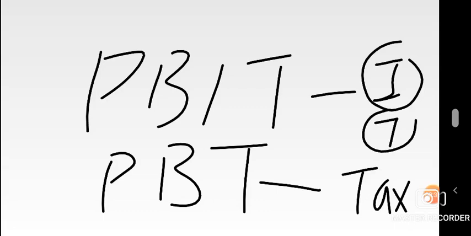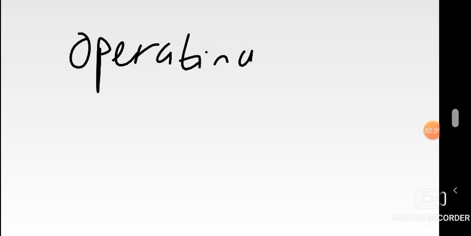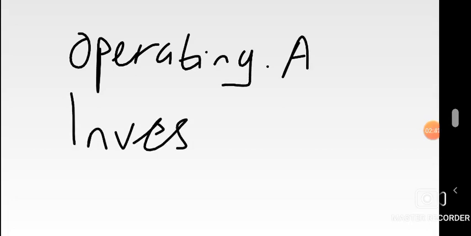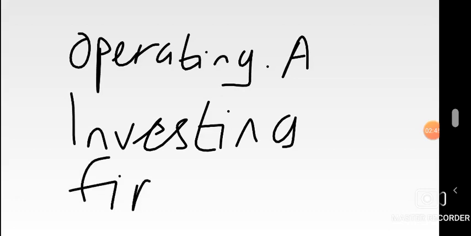And that's what we'll do as we answer this question. As I said, you can start with either of those two mentioned. Then the first heading is operating activities. Then you have investing activities. And finally, you have what? Financing activities.